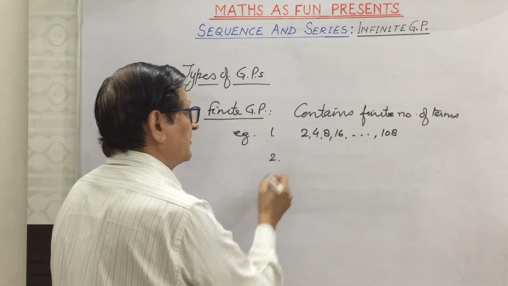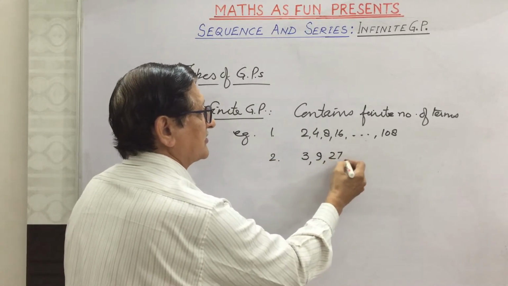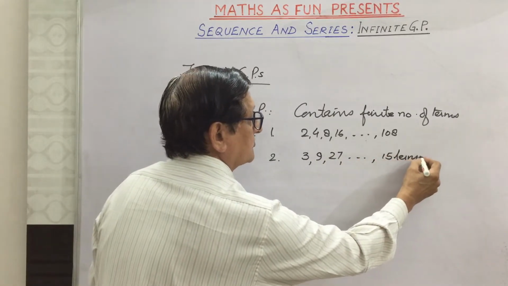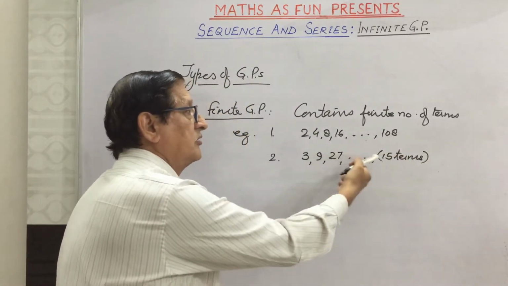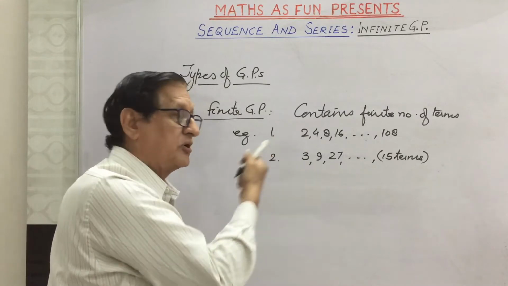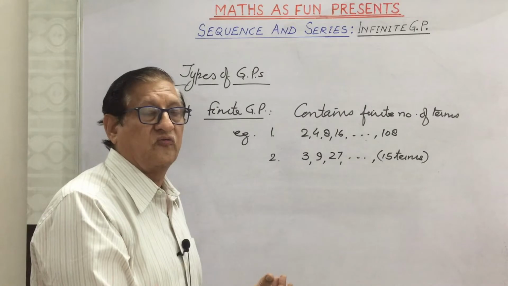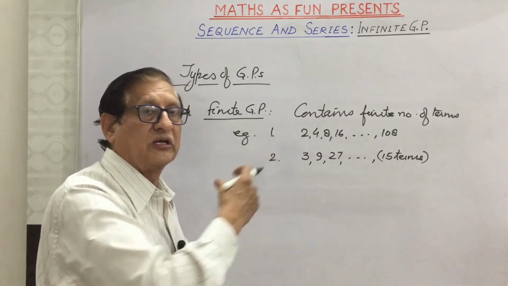One more example we may have, suppose it is 3, 9, 27 and so on, and it is given 15 terms. It means it contains only 15 terms. That is also a definite number of terms or finite number of terms. So it is also a finite GP. And we have already learnt about finding the nth term and the sum of n terms of a finite GP.